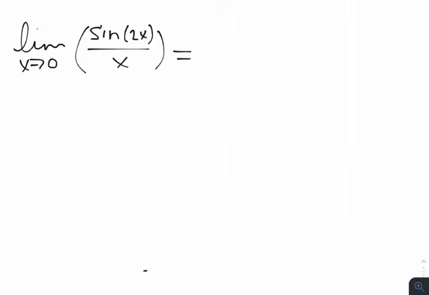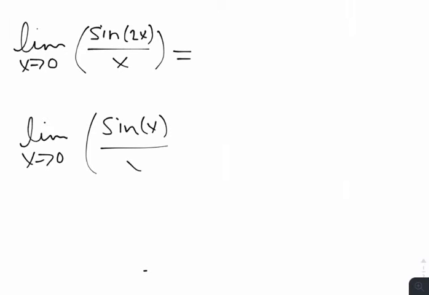With that, the original statement is the limit as x approaches 0 of sine of x over x, and that is equal to 1. So theorem 1.9 states that the limit as x approaches 0 of sine of x over x is 1. So that's theorem 1.9.